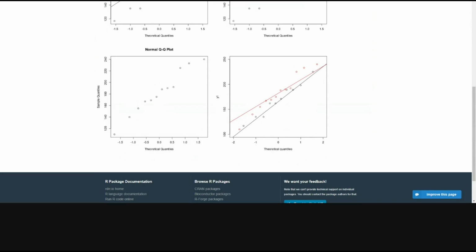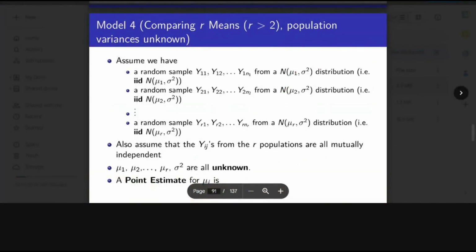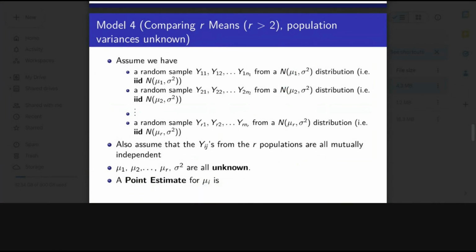Okay, so where were we in the slides? The last time we were talking about model 4, where we compare more than two groups. So we generically say there are k groups. The assumptions are always important. We assume that all the data come from a normal with this mean. They are all independent, and every group is also independent from each other. We also assume that they have a common sigma squared.